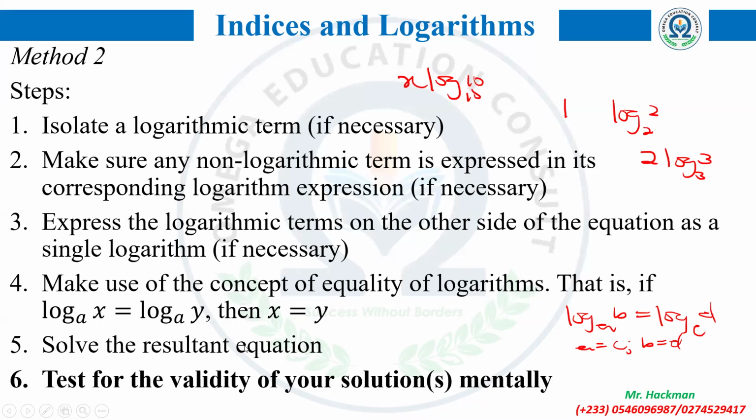So you have to solve that resultant equation from step 4. If you solve, you will get either one value or two values. Sometimes we won't even get a value. Not all equations can be solved anyway. If I get a quadratic equation, not all quadratic equations will give me real roots. Some will give me complex roots. However, usually when you solve, you get the root or the solution. So you solve the resultant equation, but remember again, the last step is very critical. Test for the validity of your solution or solutions mentally.